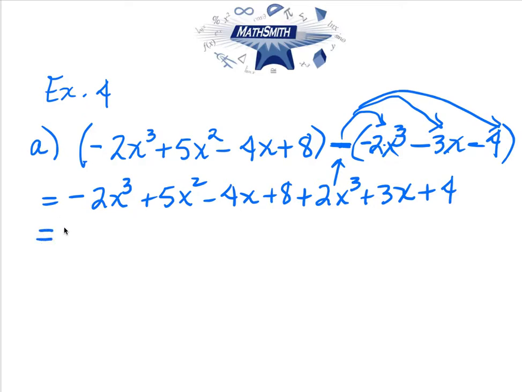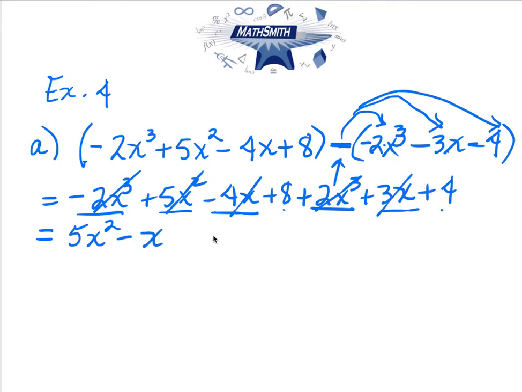All right, so now I'm going to collect like terms. I've got a negative 2x cubed plus a positive 2x cubed, and those cancel each other out. That's like 0x cubed, which is 0. Now for the squared term: here's a 5x squared, and I have no other squared terms, so 5x squared plus nothing is 5x squared. Now the x term: minus 4x plus 3x is minus x. And 8 plus 4 is 12. So the answer should be 5x squared minus x plus 12.